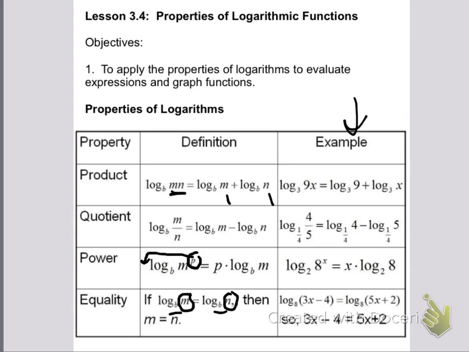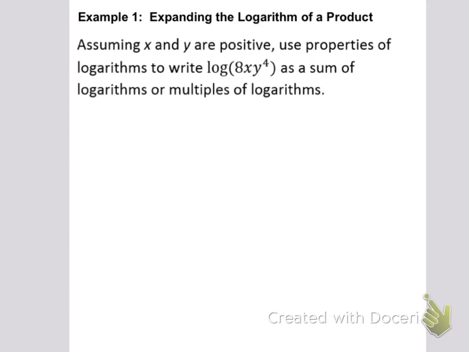It's pretty straightforward. So if we're assuming that x and y are positive, they want you to use the properties of logarithms to write log 8xy to the fourth as a sum of logs or multiples of logs. I hate saying logarithms, like logarithms. No, it's log. Log, log, log.